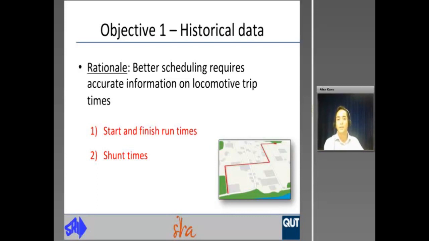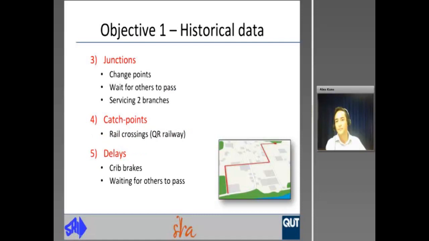So once we made the changes in ACTS, we then started implementing our first algorithm. The rationale behind it is that better scheduling requires accurate information on locomotive trip times. Locomotive trip time information includes start and finish run events, shunt times, how long locomotives spend at junctions, at catch points, and delays in the system.